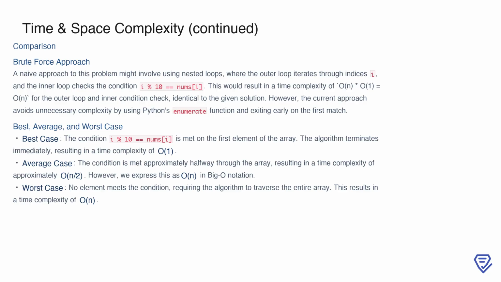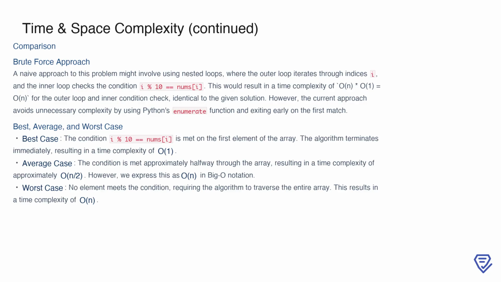Now consider the best, average, and worst-case scenarios for our algorithm. In the best case, the condition i % 10 equals nums[i] is satisfied by the very first element, resulting in an O(1) runtime. In the average case, the condition is met around the midpoint of the array, which corresponds to approximately O(n/2) operations. However, in big O notation, this simplifies to O(n). In the worst case, where no elements satisfy the condition, the algorithm must traverse the entire array, resulting in a time complexity of O(n).